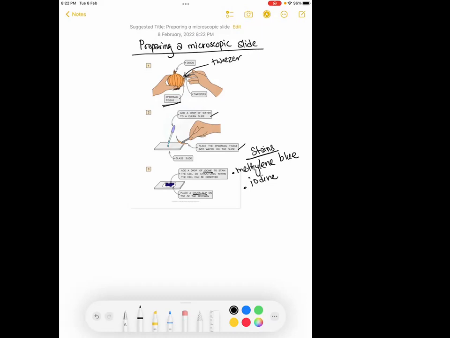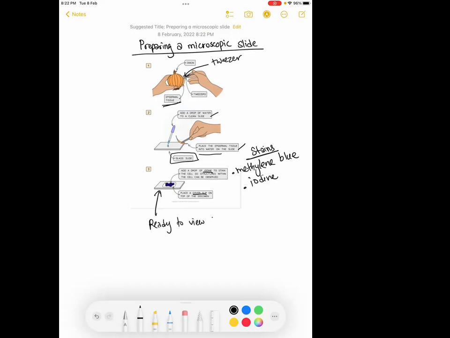So কি করতেছি, tweezer দিয়ে প্রথমে epidermal টিস্যুটাকে extract করতেছি, and then একটা glass slide এর উপর আমি প্রথমে পানির drop দিব, and then we place the epidermal tissue into the water, and then we add the stain, and finally we add a cover slip on top. Okay, and then it's ready to view under the microscope.